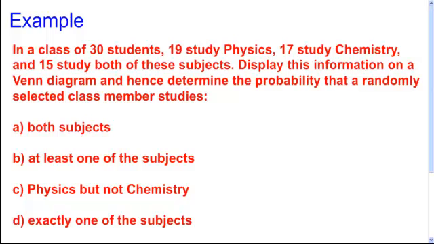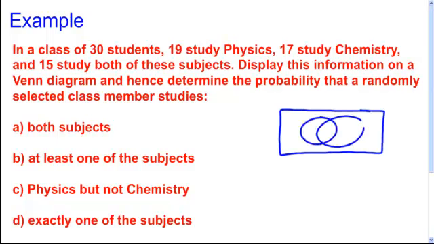Okay, and then again, in this case too, it may be helpful to draw your Venn diagram. So we have a class of 30 students. And I have physics, and I have chemistry. So 19 total people studied for physics, 17 total studied for chemistry, and 15 studied for both. It may help to start with the both, because if 15 of them studied for both, of the 19 who studied for physics, there were 4 that only studied for physics.